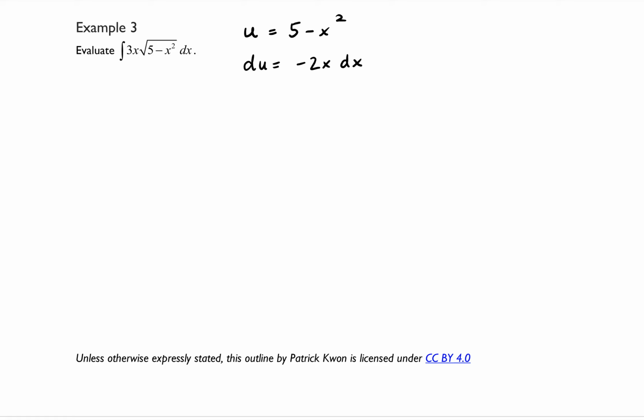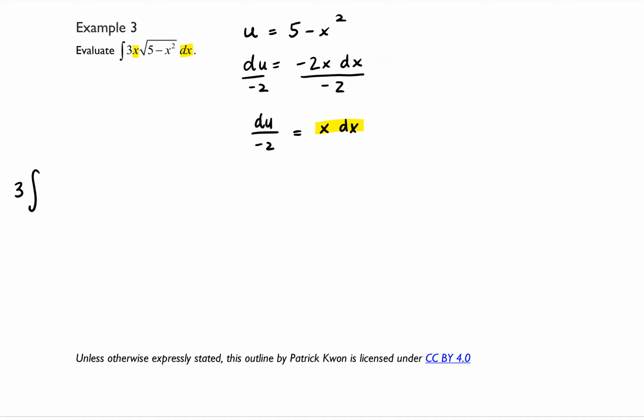So if I divide both of these by negative 2, then I get du over negative 2 is equal to x dx. And now since x dx is here and it's also here, I can make that substitution now. So I'm going to rewrite this.